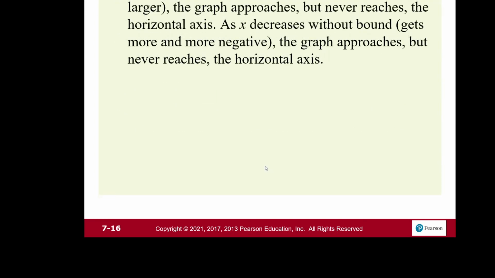Here we have, as x increases without bound, the graph approaches but never reaches the horizontal axis. As x decreases without bound, the graph approaches but never reaches the horizontal axis.